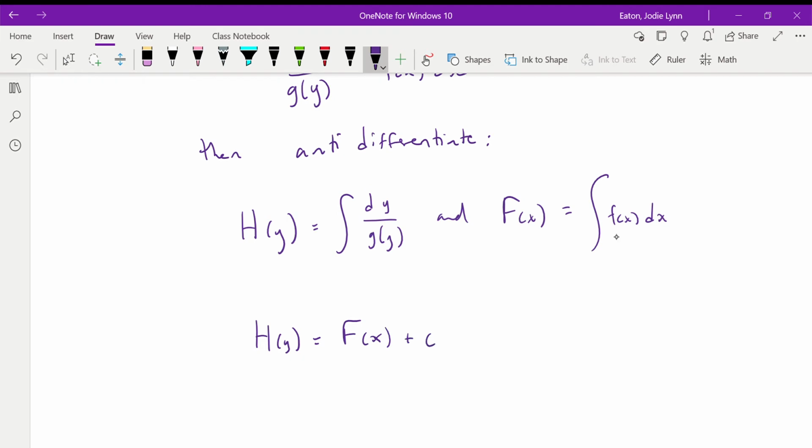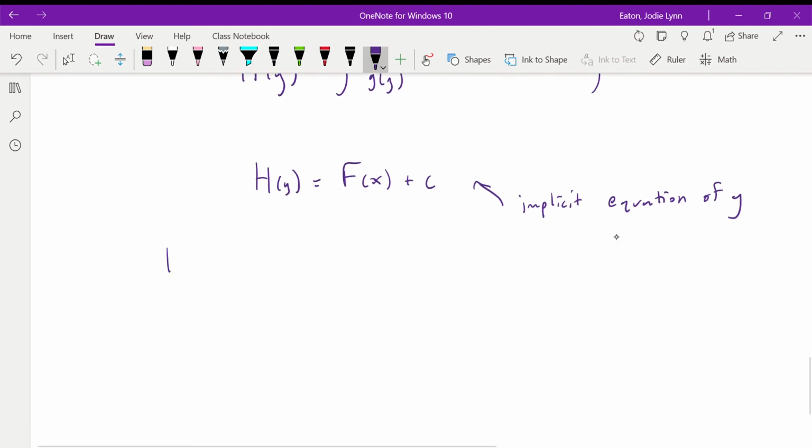plus c. And you have here an implicit equation of y, like we had where we had ln absolute value of y. Then we need to make it explicit.